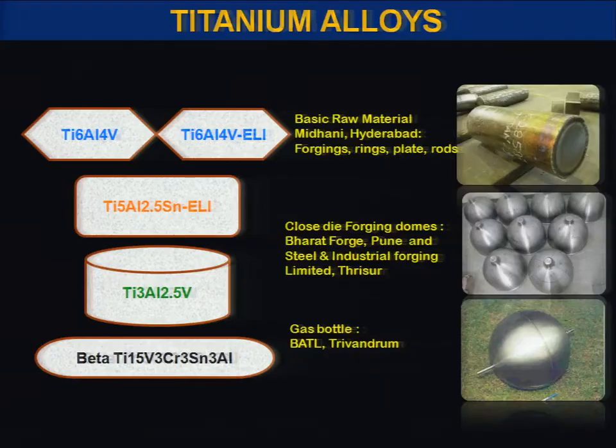Coming to titanium alloys, again here you have the basic raw material at Midani, Hyderabad. Then you also have the closed die forging domes, and we are extremely happy to tell you here that recently the tanks, using these titanium materials, have withstood a burst pressure of 330 bar, whereas earlier we were reaching only about 280 to 290 bar. Now the whole process of using these indigenous titanium materials, making these tanks withstand almost up to 330 bar burst pressure has been realized, and it's been an extremely good development.